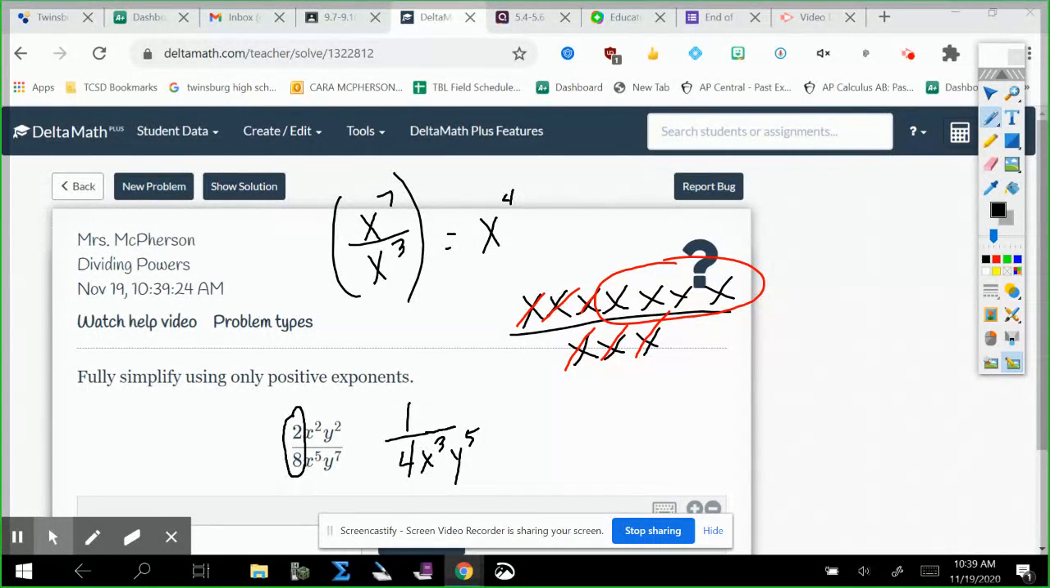A great rule of thumb is to say that your final answer is going to have that variable wherever there were more to begin with. So there were more x's to begin with in the bottom, and there were more y's to begin with in the bottom.